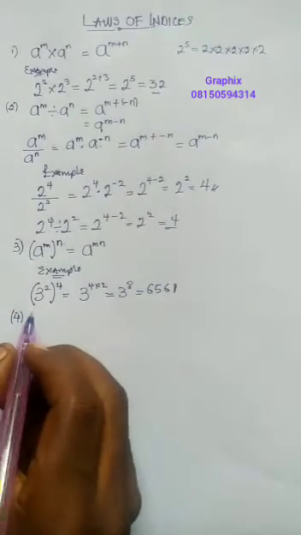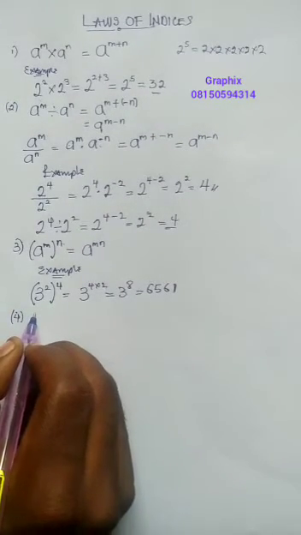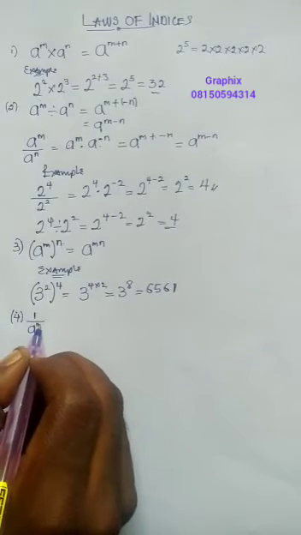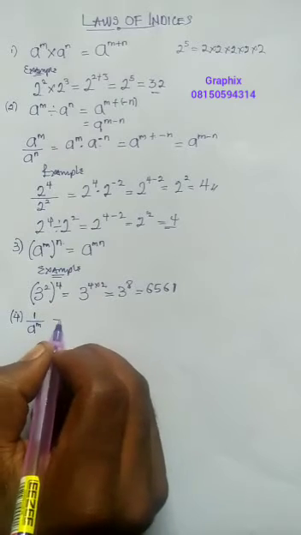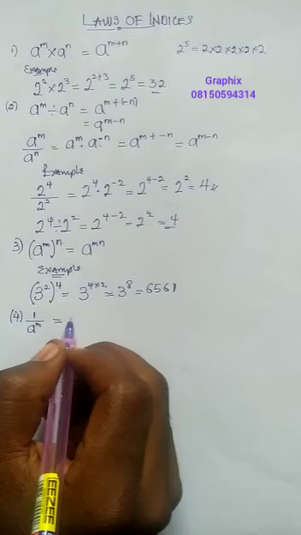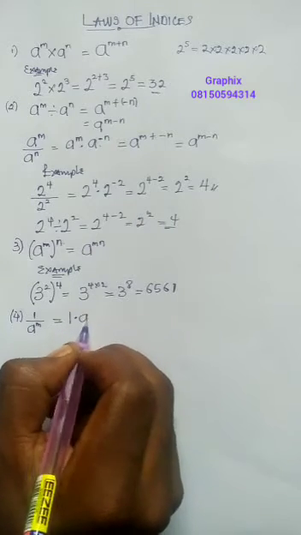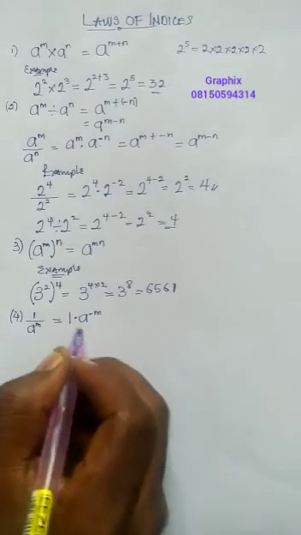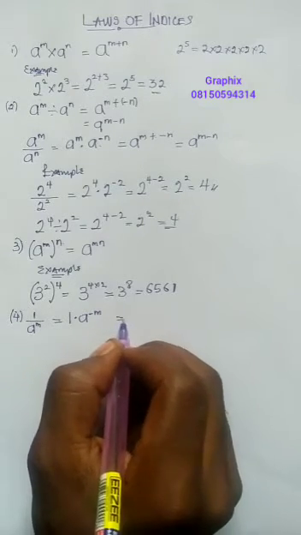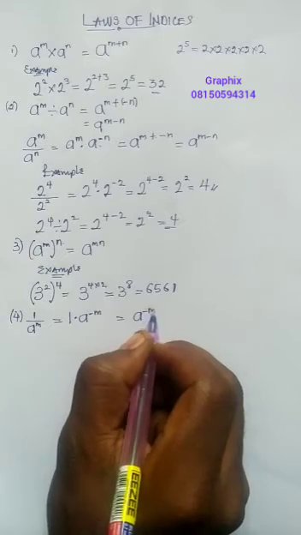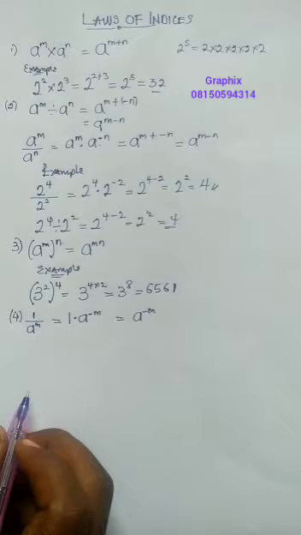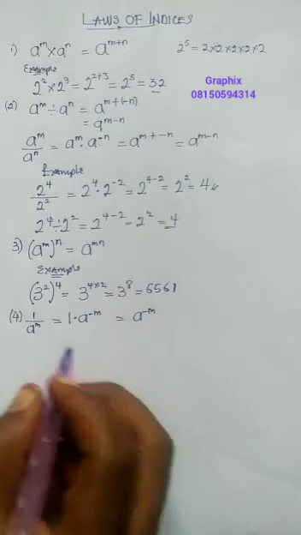So if I have 1 all over a raised power m, right? Like I said earlier, if my a is coming up, it will be 1 times a raised power minus m. Since the m is coming up, it will attract a negative sign, and that will give me a raised power minus m, because any 1 times any value will give you that value. Is that okay?